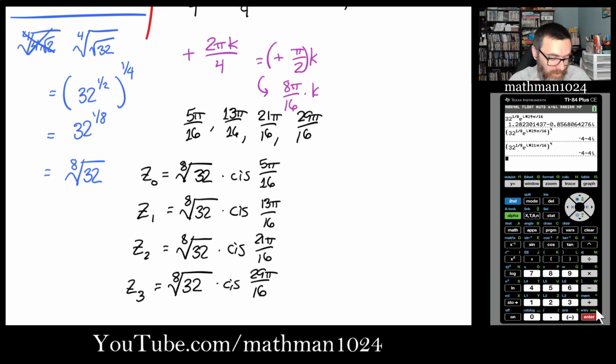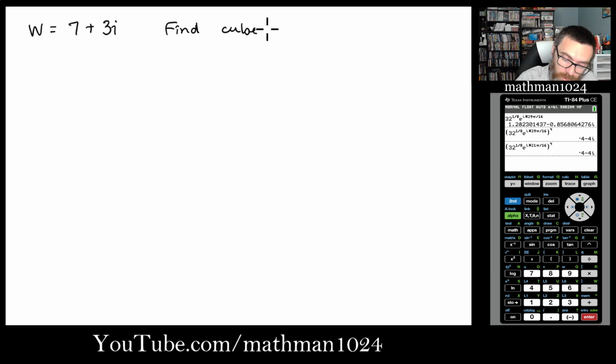All right, so let's look at another one. This is not going to be as fun, and there will definitely need to be some rounding going on, but it's going to be okay. So if I say that w is equal to 7 plus 3i is my complex number, and I want to find the cube roots. Find all the cube roots for this, the 3 cube roots, right?